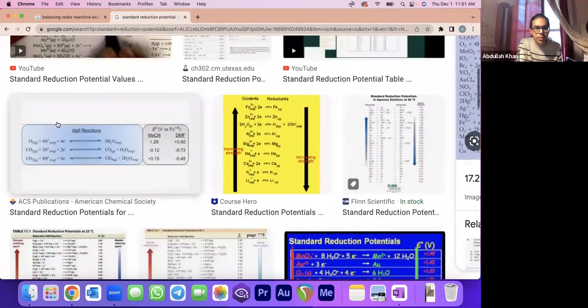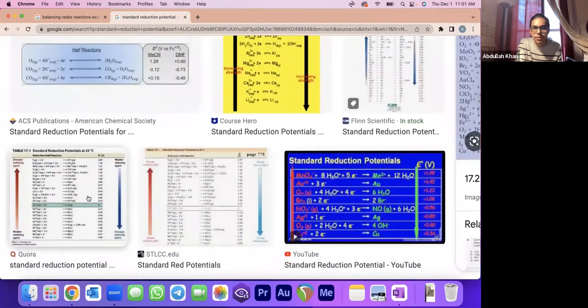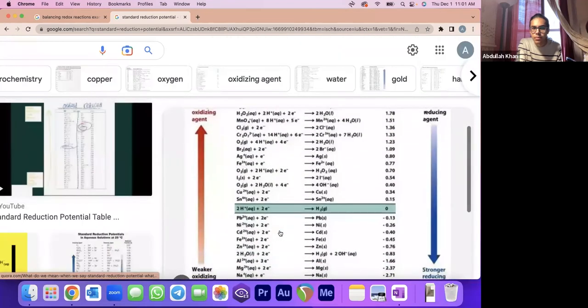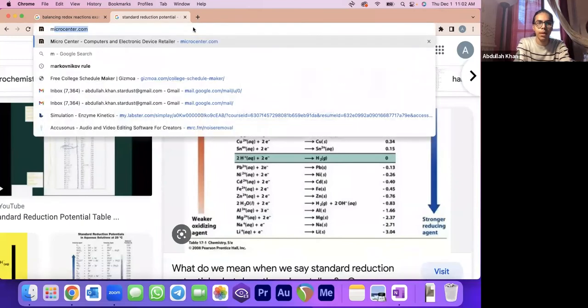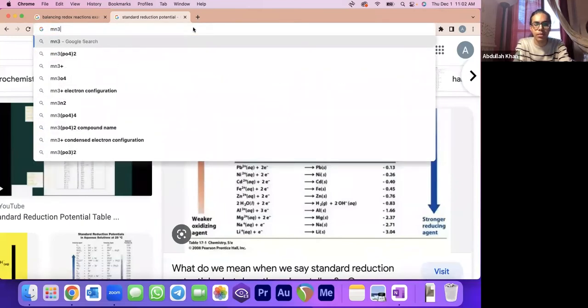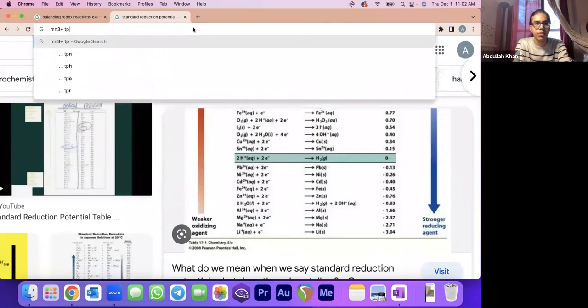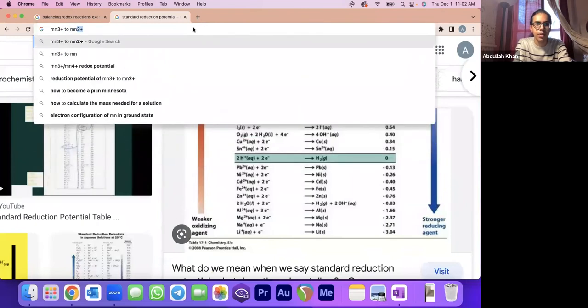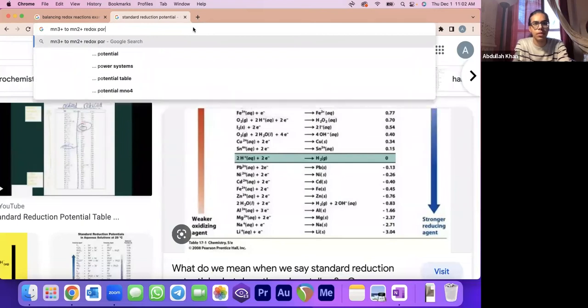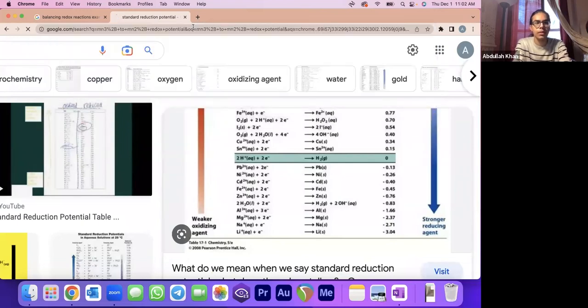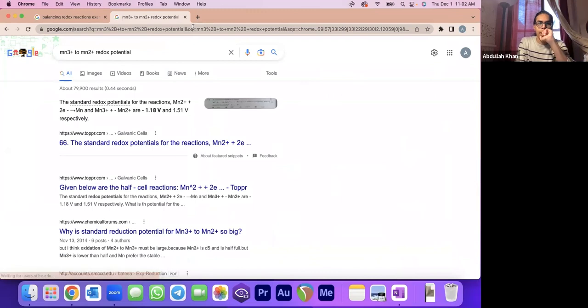Should be in one of the tables. Maybe I made up a bad example. Mn3+ to Mn2+ redox potential. Okay, so Mn3+ to Mn2+ is negative 1.18.